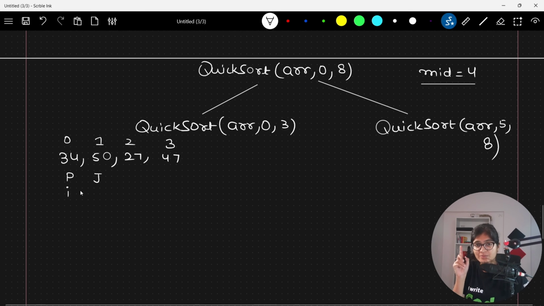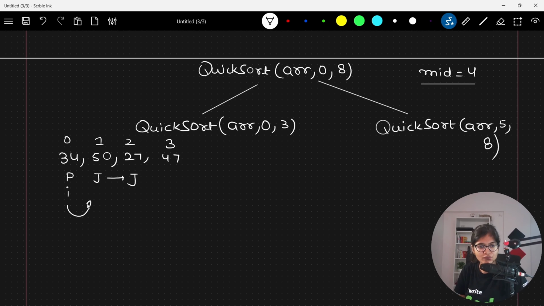Now J's responsibility is to compare elements against the pivot element. If an element is larger, it will simply move on. So 50 is greater, it will simply move on. Now 27 is coming up. It is smaller, so what will happen? First of all, I will get updated. Then there will be a swap. 27 will go here, 50 will come here. Now J will update.